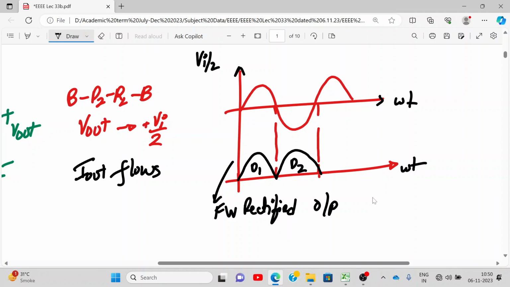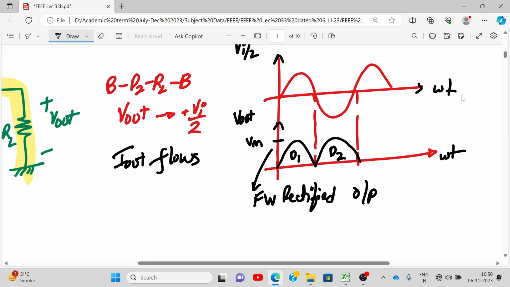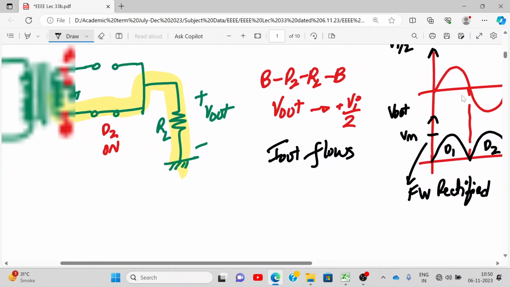All right. And what is this voltage given by? This peak value is Vm. Understood? First positive half cycle D1 is on, negative half cycle D2 is on, but it will maintain the current in the same direction. That's why for both the cases output is positive.